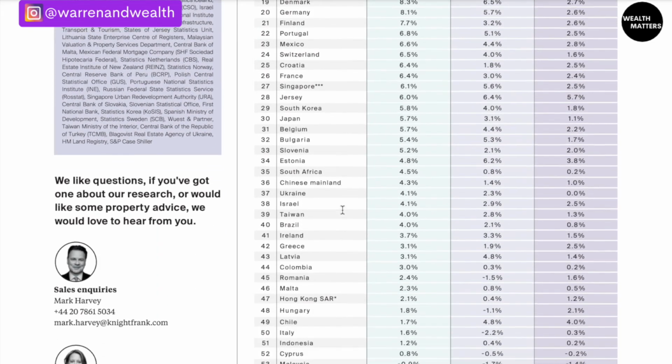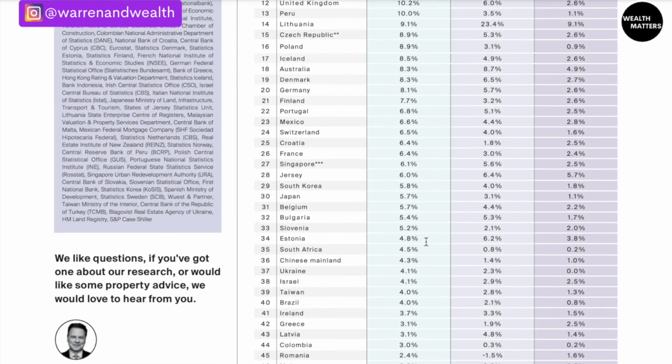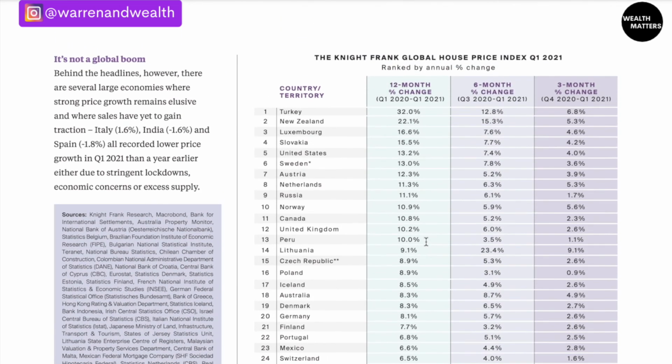Now, if we look towards the bottom of the table, we can see that out of those 56, only 4 countries, only 4 out of 56 experience negative growth, which reinforces the point, guys, that globally the property market is in a very healthy state right now.